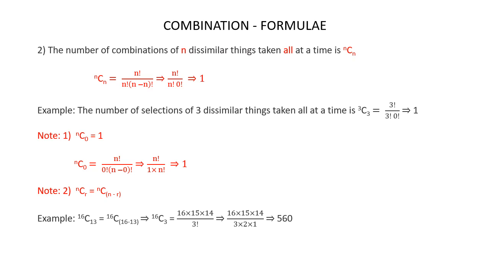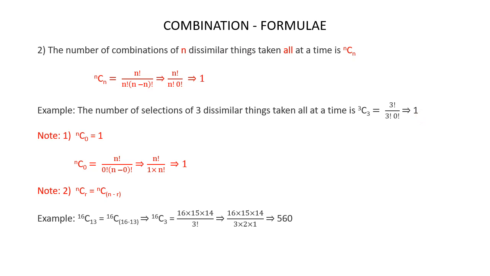Now let's use this formula in an example. The number of selections of 3 dissimilar things taken all at a time is given by 3C3. Now according to the formula, 3C3 is equal to 3 factorial divided by 3 factorial multiplied by 3 minus 3 factorial. 3 minus 3 factorial is 0 factorial. So now we have 3 factorial divided by 3 factorial multiplied by 0 factorial. The 3 factorial in the numerator and 3 factorial in the denominator gets cancelled out. 0 factorial is 1. So we get the final answer as 1.